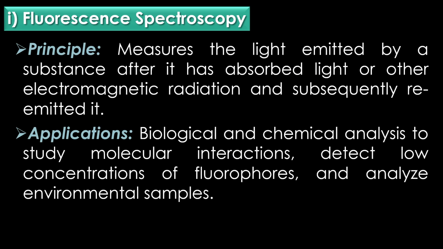The first type of emission spectroscopy is fluorescence spectroscopy. Fluorescence spectroscopy measures the light emitted by a substance after it has absorbed light or other electromagnetic radiations and subsequently re-emitted it. Fluorescence spectroscopy is widely used in biological and chemical analysis to study molecular interactions, detect low concentration of fluorophores, and analyze environmental samples.